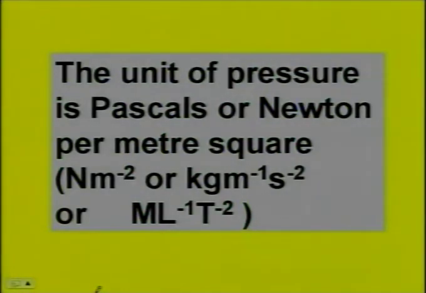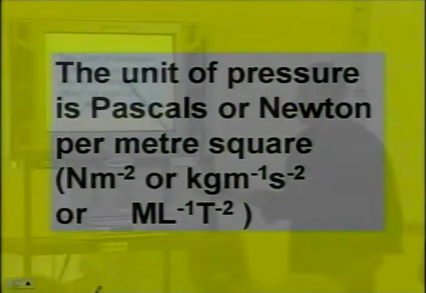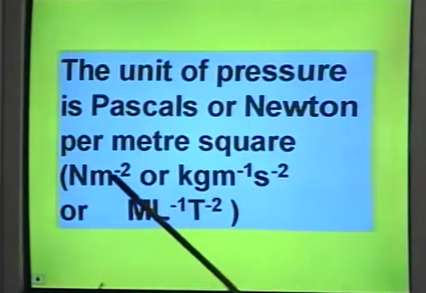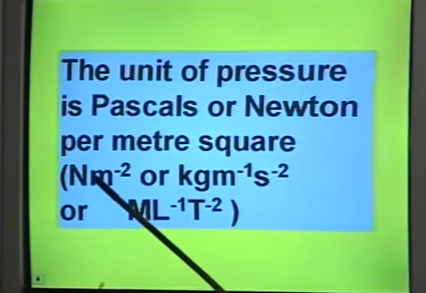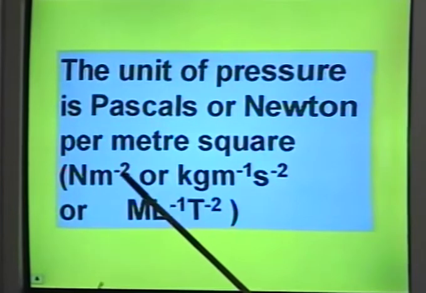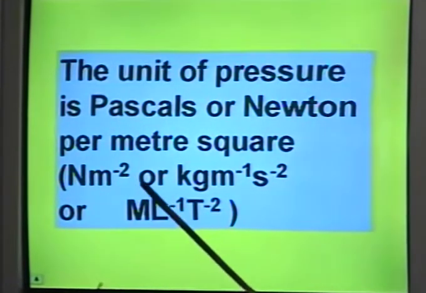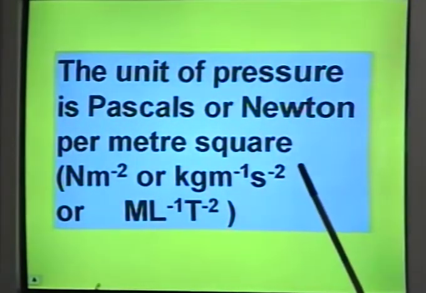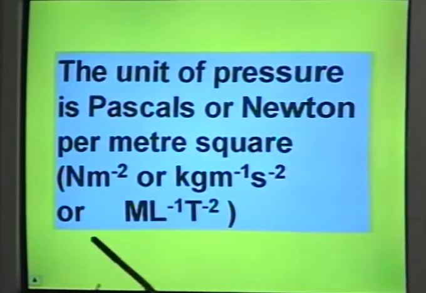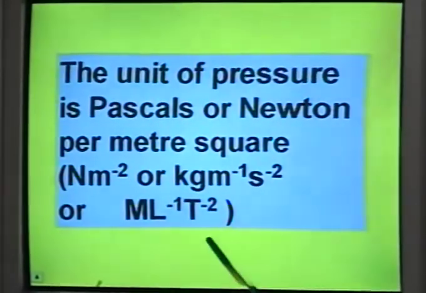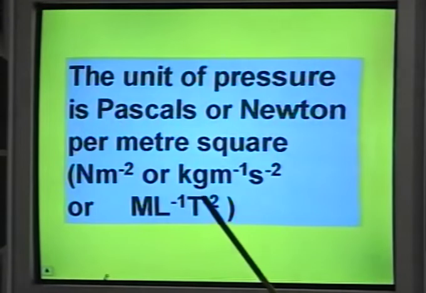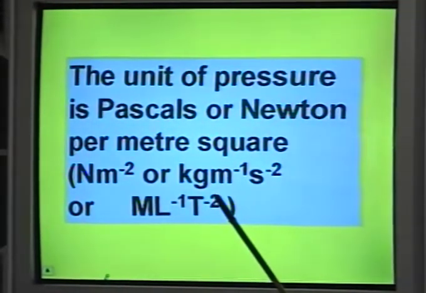Once again, the unit of pressure is the Pascal, so newton per square meter. That is given below. That is newton per square meter, or kilogram per meter per second squared. Or if you decide to have it in dimensional units, mass per length per time squared.